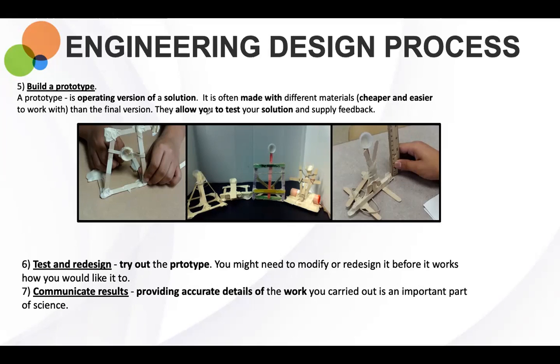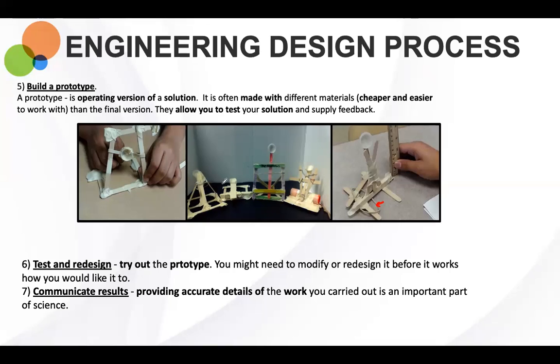This is not the final thing, and we don't invest a lot of money to come up with the final materials, but we're still putting our ideas to real life. It is much cheaper, and we're testing if this can actually work with things that we can find around our homes, in the office, or wherever. So they allow you to test your solution and supply feedback to see if your solution is actually working. In the picture here, somebody is trying to develop, I believe, a catapult, to see how it works. We see the elastic band here, and we're testing different designs of catapults to see which one is the best one.